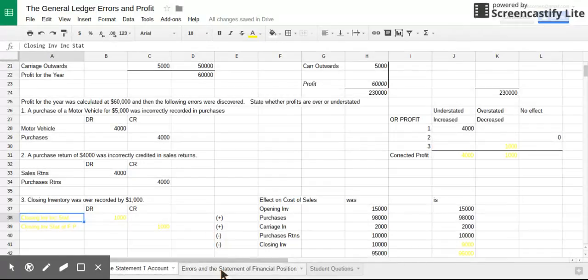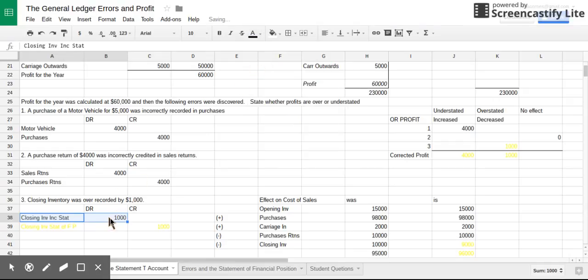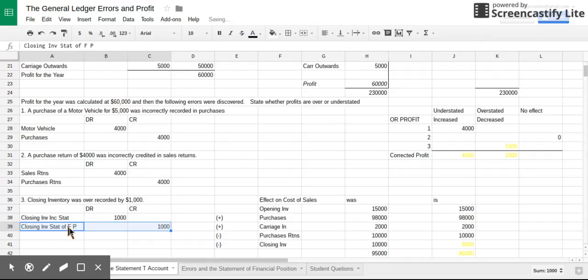Final entry is closing inventory was over recorded by 2,000. Well, this one's going to take a little bit of thinking about. But the first thing we need to do is reduce our closing inventory in the income statement. And if you remember what I said before, it's actually a credit entry, the closing inventory in the income statement. So therefore we need to debit closing inventory in the income statement. And what we also need to do is credit the closing inventory in the statement of financial position to reduce it. Now, some people find that a little bit difficult to think through that way.